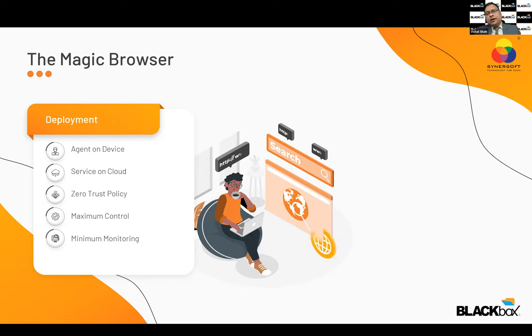Now, coming to the gray website part, or the research part. You can of course define what the user requires to do business, but you cannot define what the user requires to do research or to surf for business development. You cannot do that. And for those websites which you are not sure whether the user should access or not, they can be accessed only in the Magic Browser. And that Magic Browser will not allow the user to upload anything. It will only allow the user to download.